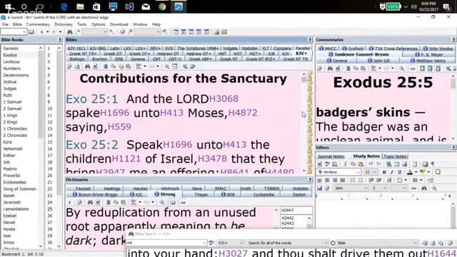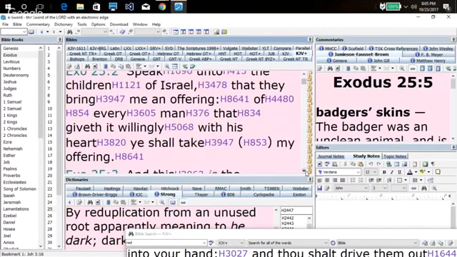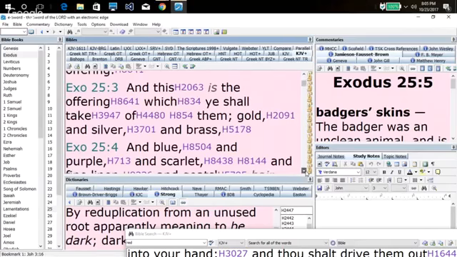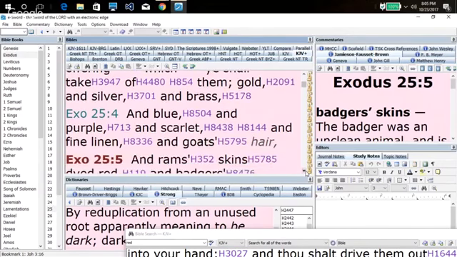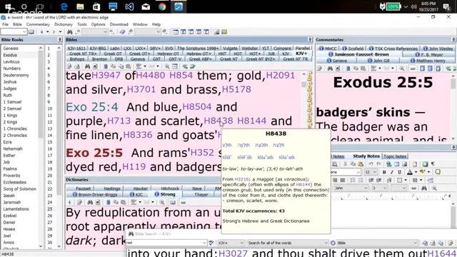It says, Exodus 25:1, and the Lord spake unto Moses, saying, speak unto the children of Israel that they bring me an offering of every man that giveth willingly with his heart. Ye shall take my offering. And this is the offering which ye shall take of them: gold, silver, brass, blue and purple and scarlet. Let's look at this word right here, scarlet. It says a maggot. Why did it say that? All right, let's jump down.